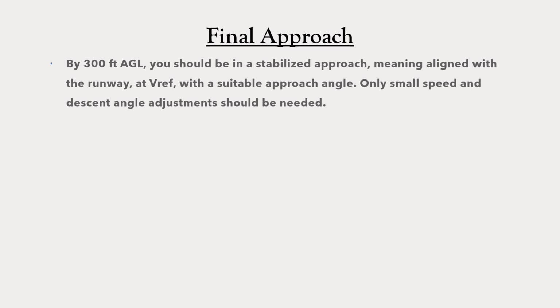When you get down to about 300 feet of the ground, you want to be in something called a stabilized approach. A stabilized approach means that you're lined up with the runway, your speed is at the right target speed, which is called VREF, and your angle to the runway, your approach angle, is suitable. Your instructor will tell you which speed works best in the airplane you're using. Typically, VREF is about 1.3 times the stall speed.